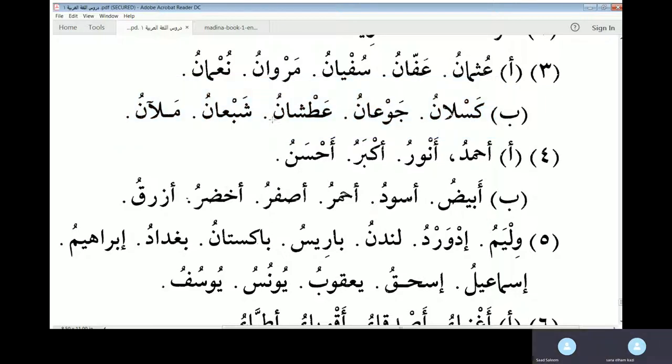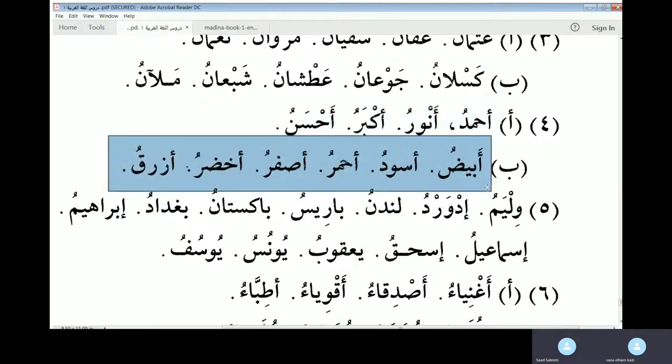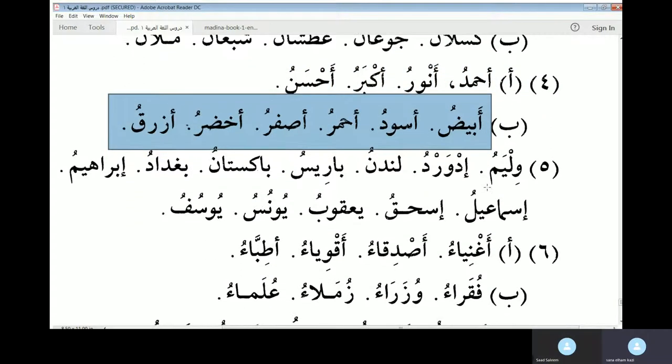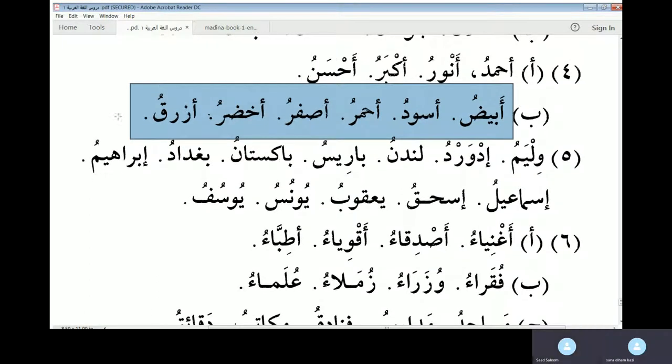And then Ahmadu, Anwaru, Akbaru, Ahsanu. They follow the pattern of af'alu, masculine proper nouns. And then Abyadu, Aswadu, Ahmaru, Asfaru, Akhzaru, Azraqu. They follow the pattern of af'alu, which are adjectives.